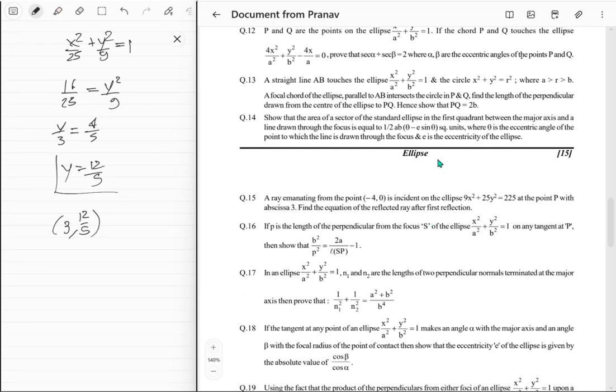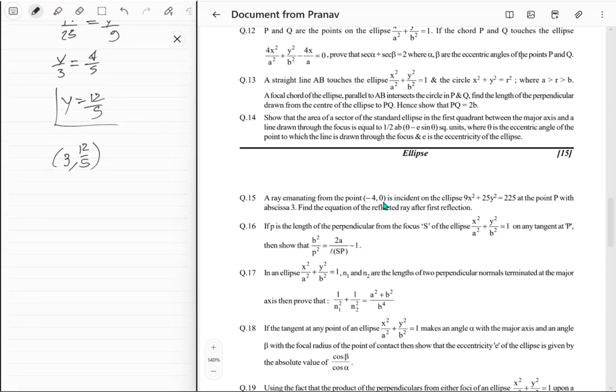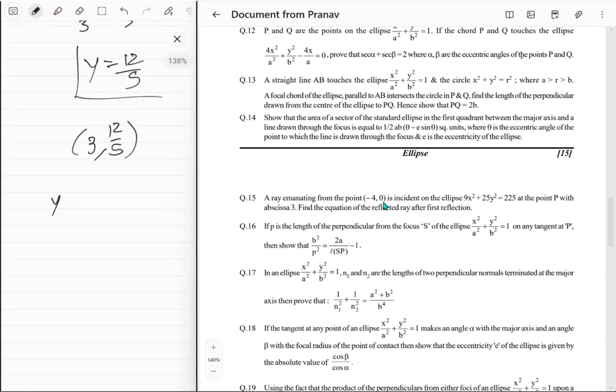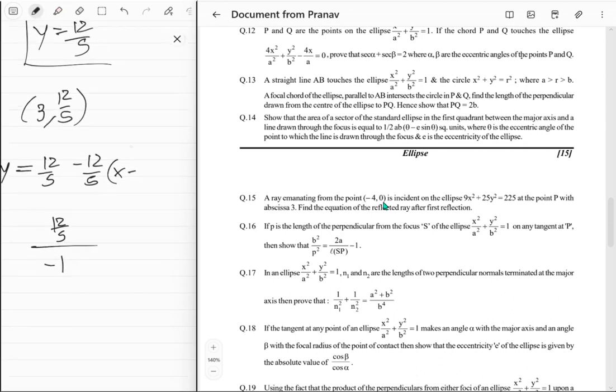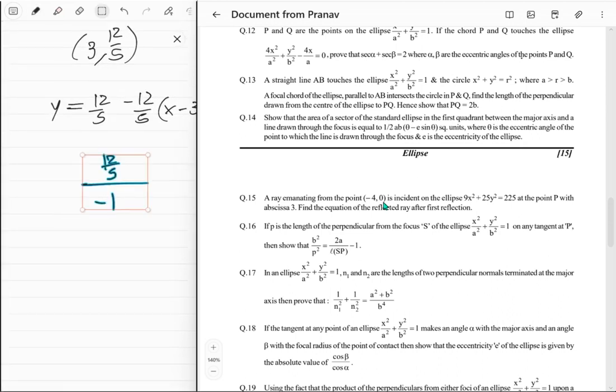And then we know the other ray will just go through the other focus, 4 comma 0. So there we go. You got the equation with it, right? So y is equal to 12 upon 5 plus the slope, which is, oh god, I hate this. So 12 upon 5 upon 3 minus 4, which is -1. So negative 12 upon 5, times x minus 3. Now it's halfway done. That should do it.